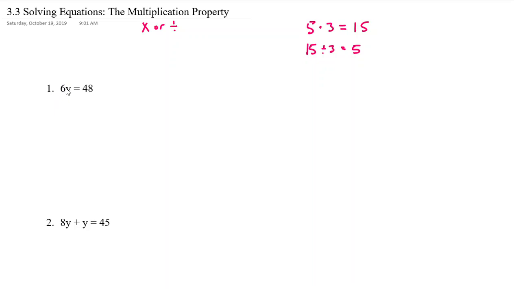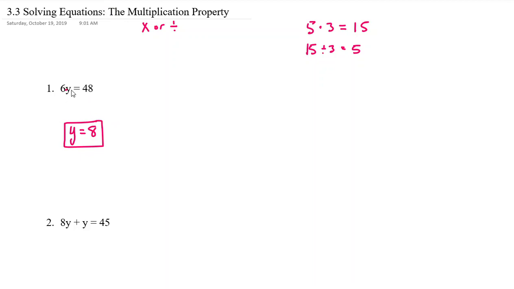So, for example, in question number 1, we have 6y equals 48, and that really means 6 times y. Now, again, you could probably guess what the answer is. You know what y equals. You could just tell me y equals 8, I think. But that's not the point of these problems, although that is technically what we're trying to find. What does y equal? But really what I want you to practice is showing how you did that.